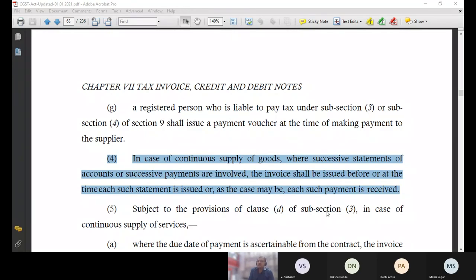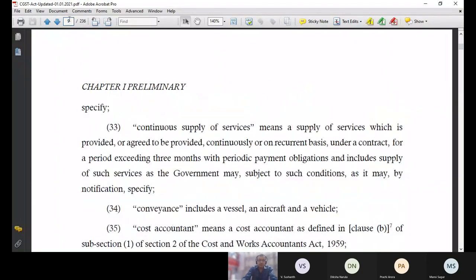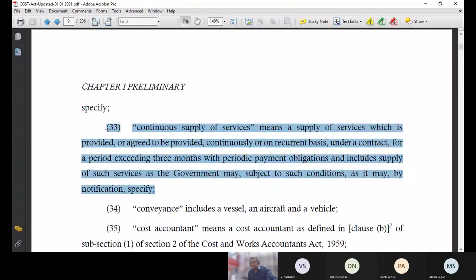But before telling you exactly what is continuous supply of service, you must know the definition. So this definition is given in section 2, clause 33. Let me first show you the definition. Now this is section 2, clause 33, continuous supply of service. Continuous supply of service means, so read it till this highlighted text only. Continuous supply of service means a supply of services which is provided or agreed to be provided continuously or on recurrent basis under a contract.